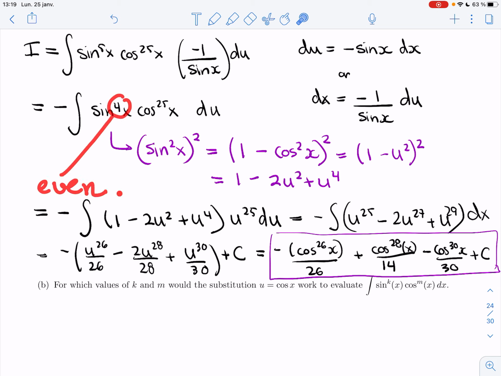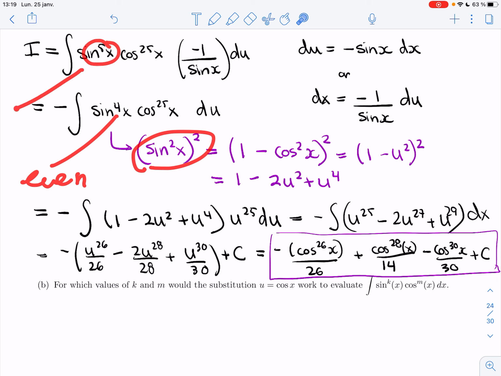All right, so 4 worked, 6 would have worked, but if I end up with 3, which is sine, I can't do this right here. So we need this part to be even, this exponent. And so that means at this point, it would need to be odd, right? I have an extra 1 here that canceled.